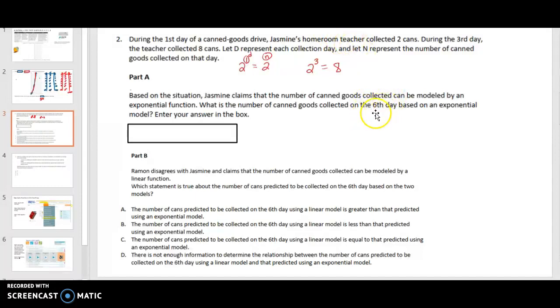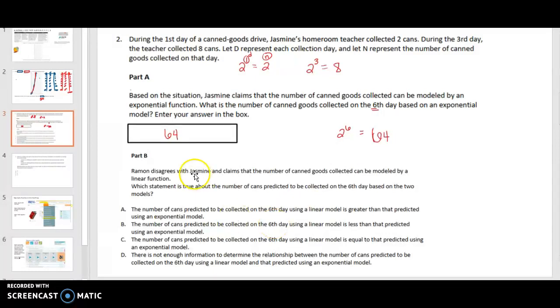Now, on the 6th day, we're going to change the exponent again. So we are going to use this number 6. So 2 to the 6th power. I have my calculator. 2 raised to the 6th is 64. So what is the number of canned goods collected on the 6th day based on an exponential model? It would be 64.